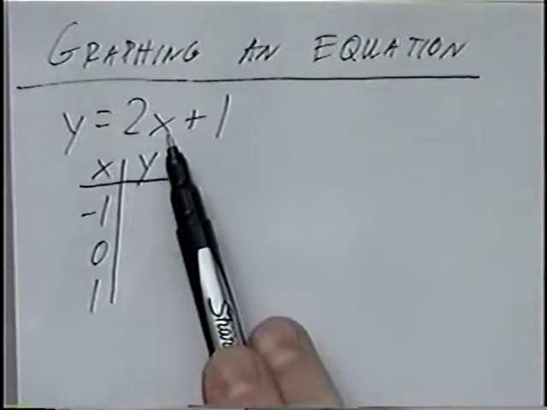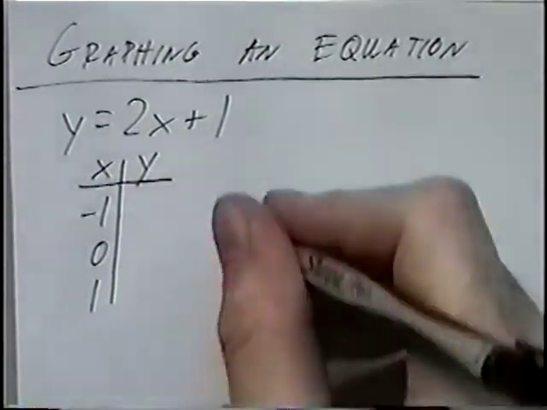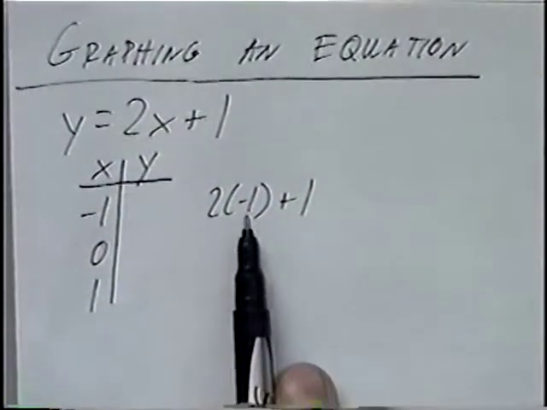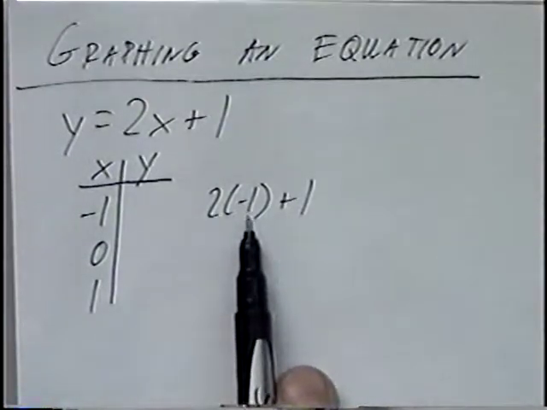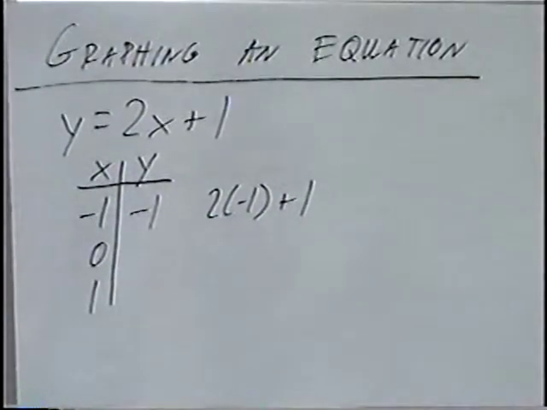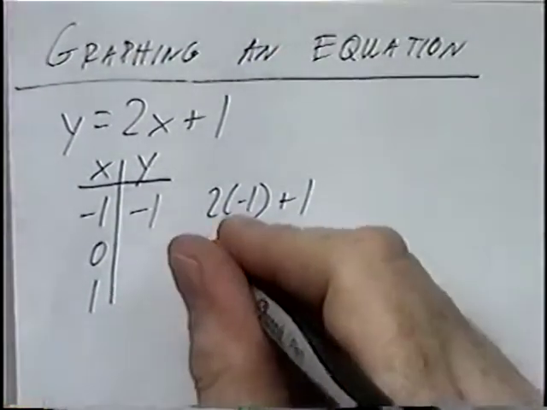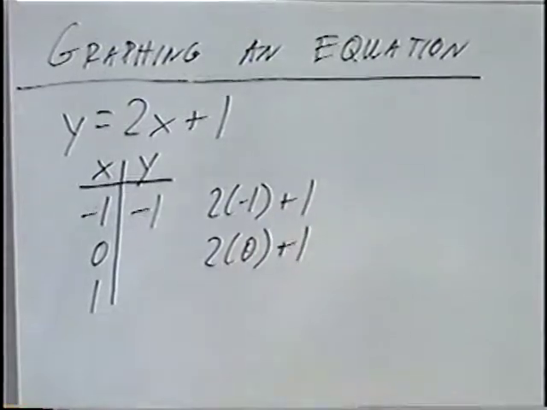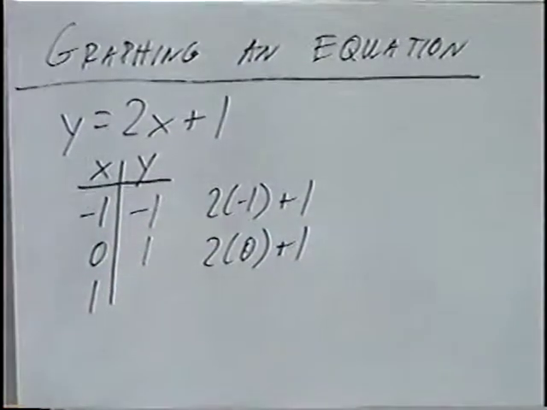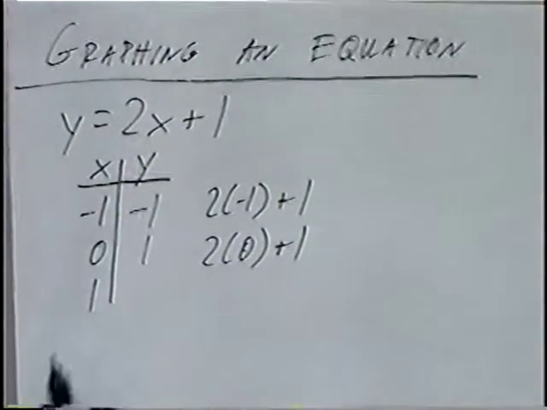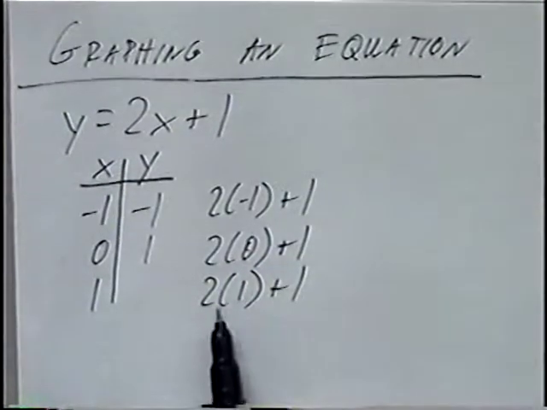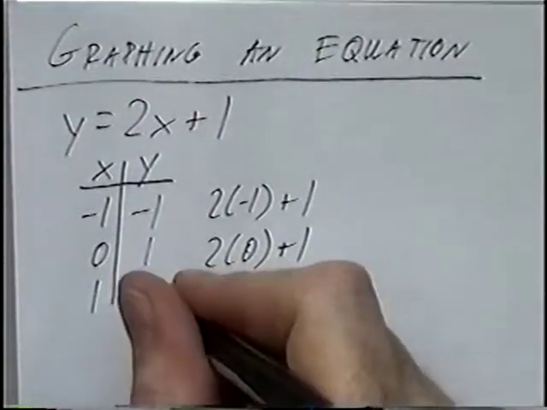If we plug a -1 in for x, 2 times -1, and adding 1 to that, 2 times -1 would be -2, -2 plus 1 would be -1. If we plug a 0 into the equation, 2 times 0 plus 1, 2 times 0 would be 0, plus 1 would be 1. And last point we'll use +1, 2 times 1 plus 1, 2 times 1 is 2, plus 1 is 3.